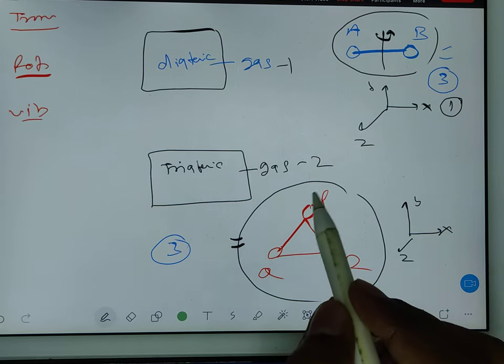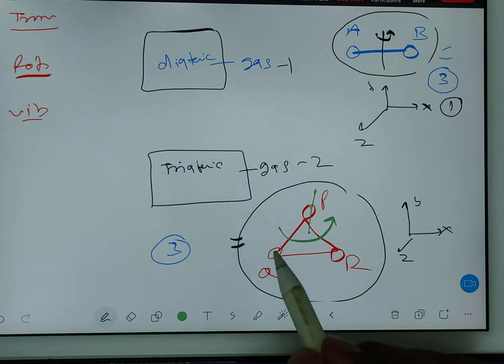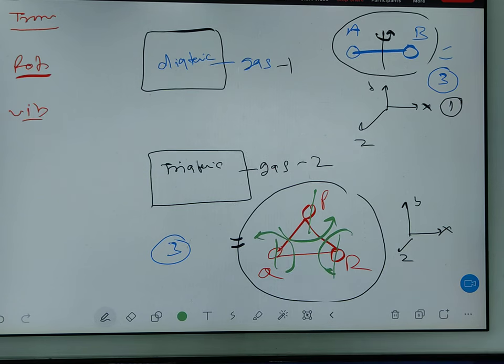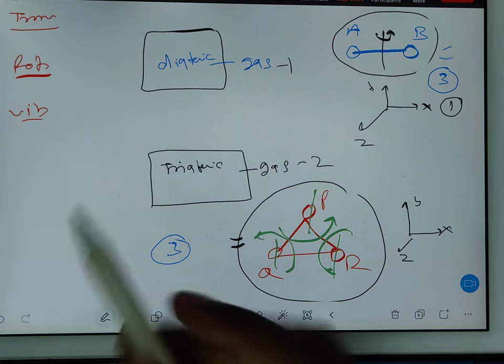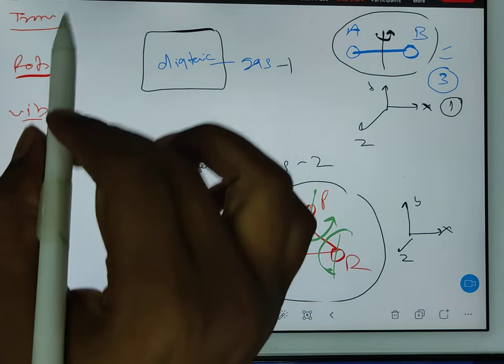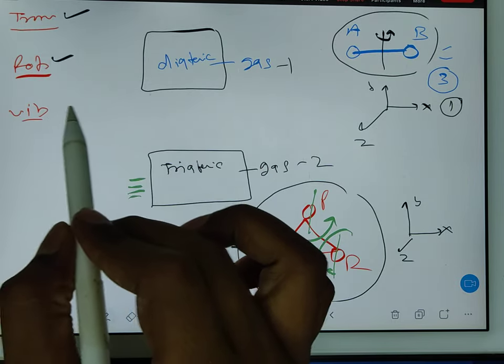How? About P also the system can rotate, about Q also the system can rotate, about R also the system can rotate. So you can see the degrees of freedom are increasing if you have a triatomic molecule. So triatomic molecules will have more internal energy because they can show more types of motion. Okay, now, translation over, rotation over, what about vibration?